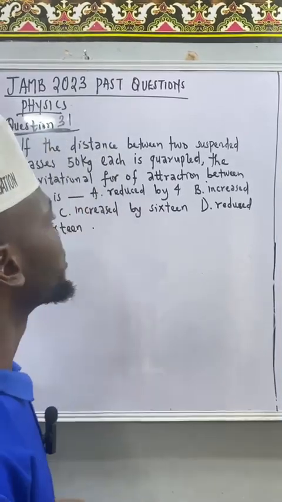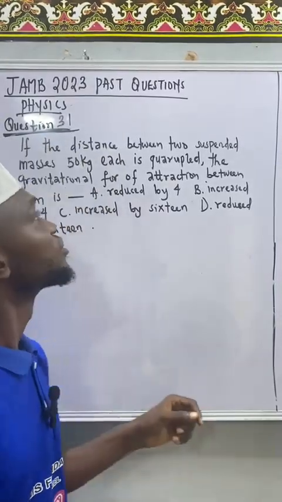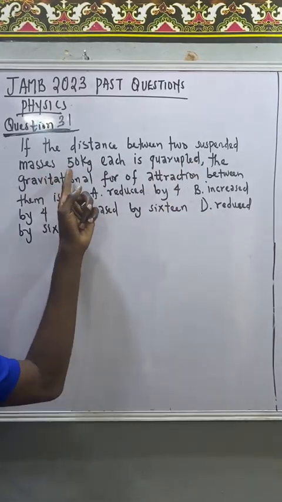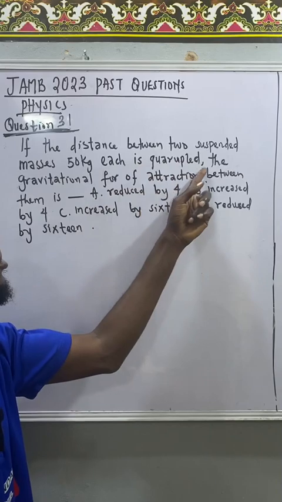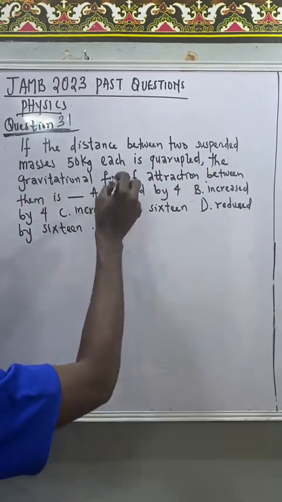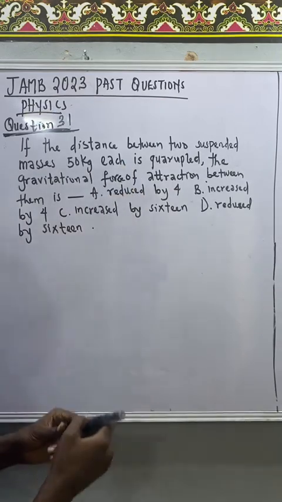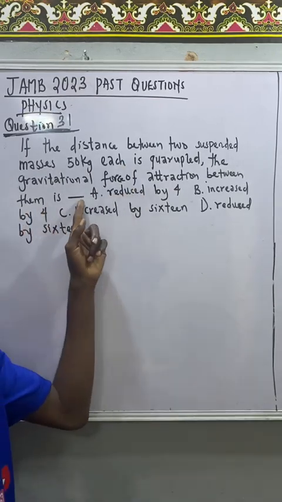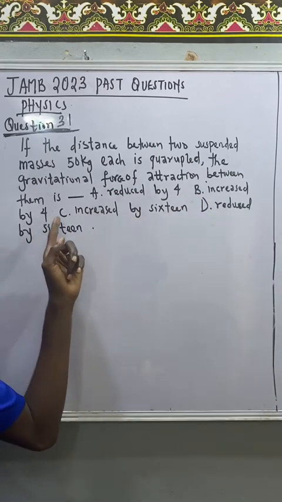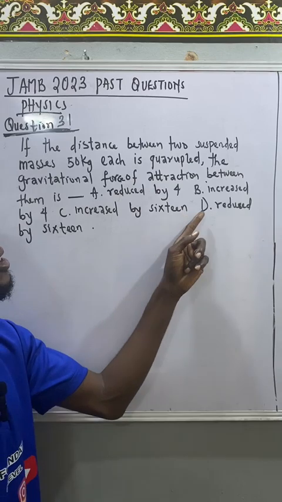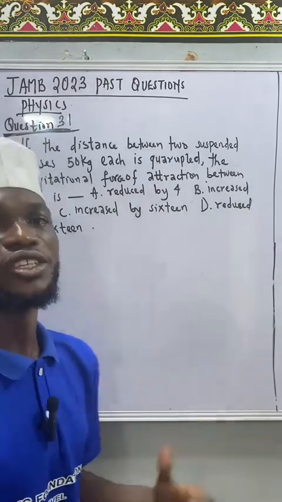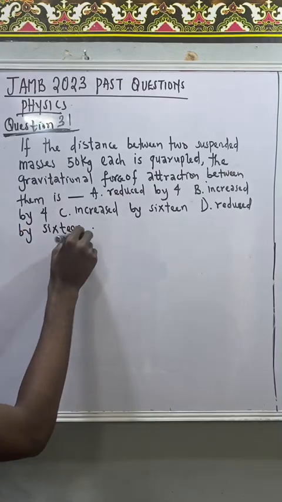Question 31, JAM 2023 past question. Physics. If the distance between two suspended masses 50 kg each is quadrupled, the gravitational force of attraction between them is dash. A reduced by 4, B increased by 4, C increased by 16, D reduced by 16. So let us see how to go about this question.